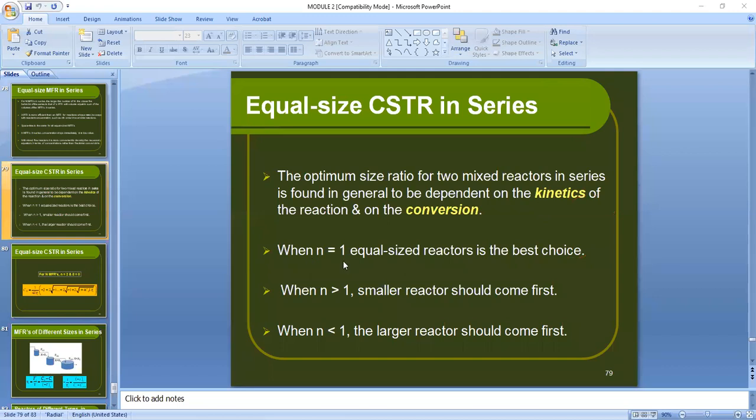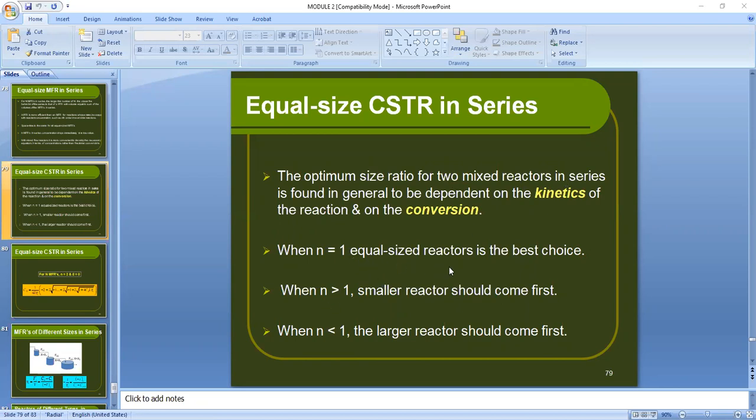When n is equal to 1, equal-sized reactors are the best choice. So if the order of the reaction is 1, then it's best that you design your system to have equal-sized reactors. Take note of this because this is very important. When the order is greater than 1, the smaller reactor should come first in your series of reactors. If the order is less than 1, the larger reactor should come first. So as to how they should be arranged, which one comes first, the smaller or the bigger, this is in the case of two mixed reactors in series.